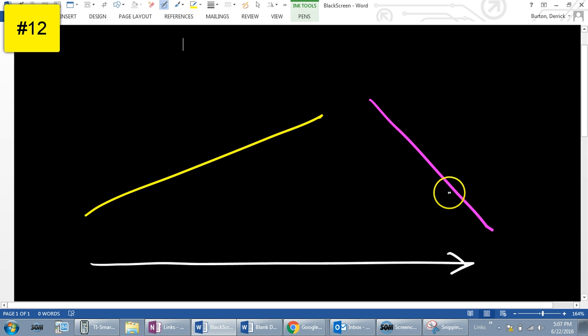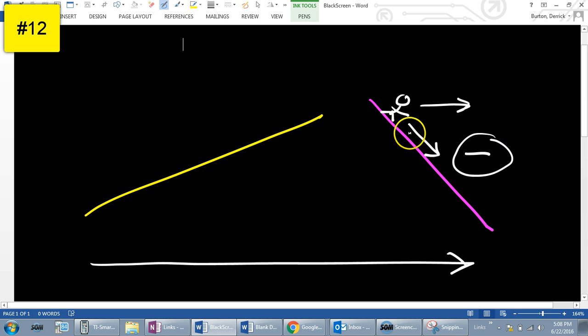Okay, from left to right, it's like if you were a person standing on this thing, if you were moving to the right, would you wind up going uphill or downhill? You're going downhill. So if you're going downhill, then that is a negative slope. So the purple one, because of the way it's going from left to right, it's going downhill.